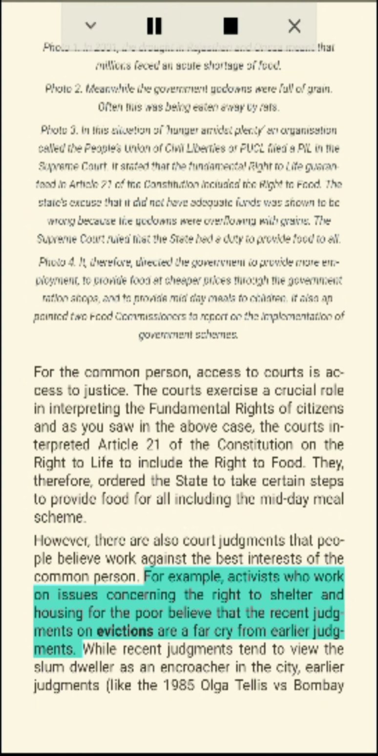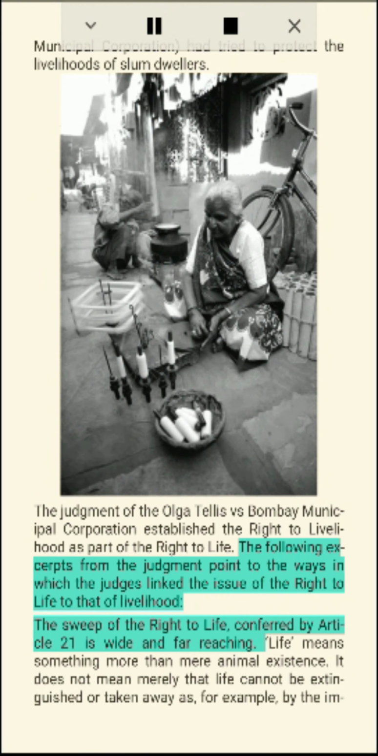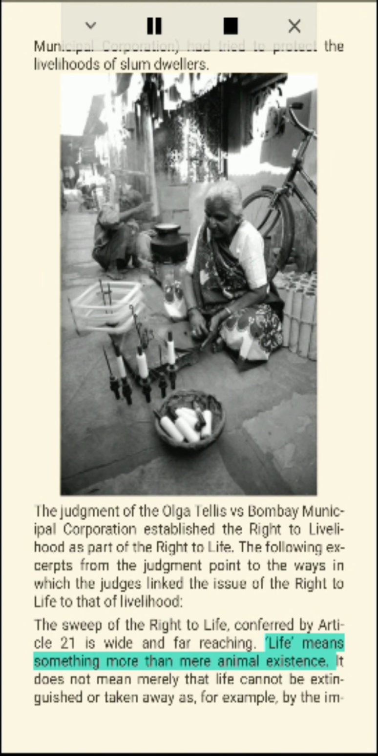For example, activists who work on issues concerning the right to shelter and housing for the poor believe that the recent judgments on evictions are a far cry from earlier judgments. While recent judgments tend to view the slum dweller as an encroacher in the city, earlier judgments, like the 1985 Olga Tellis versus Bombay Municipal Corporation, had tried to protect the livelihoods of slum dwellers. The judgment of the Olga Tellis versus Bombay Municipal Corporation established the right to livelihood as part of the right to life. The following excerpts from the judgment point to the ways in which the judges link the issue of the right to life to that of livelihood.